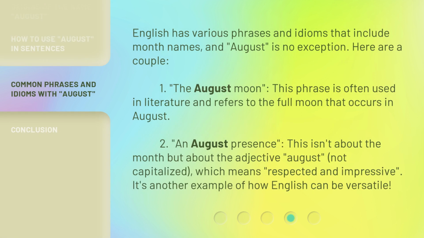English has various phrases and idioms that include month names, and August is no exception. Here are a couple. 1. The August moon. This phrase is often used in literature and refers to the full moon that occurs in August. 2. An August presence. This isn't about the month, but about the adjective August, not capitalized, which means respected and impressive. It's another example of how English can be versatile.